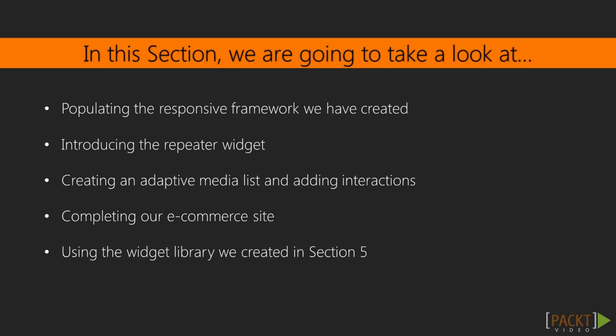In this section of the course, we are going to take the responsive site framework we created in the last section, and we're going to populate it from an adaptive widget library, which we'll create now. The primary focus of this section is also to introduce the repeater widget, which is new to version 7. We're going to use it to create an adaptive media list. We'll also create some interaction cases that facilitate some basic user interaction, like filtering our list.